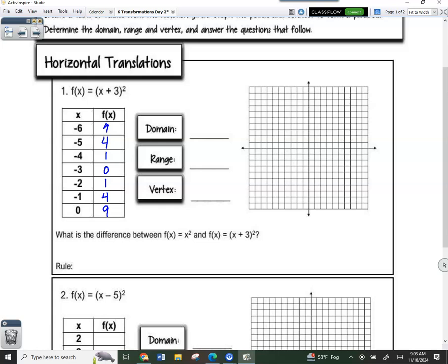Now, notice the symmetry in the table. I can see right here that -3, 0 is the what? Okay. It's the vertex. This one's the vertex. Because I can see the symmetry in the y values on the table. So there's our axis of symmetry right there. So this is going to be reflected over.